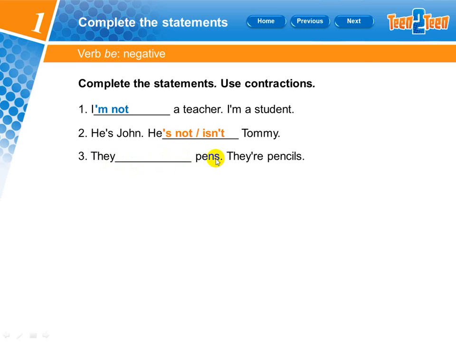We are coming to number three. They pens. They are pencils. What do we have here? Yes, you're right. We have they are not or they aren't pens. They are pencils. Number four, you Karen, you're Emma. So what do we have in this blank? Yes, of course. We have you're not or you aren't Karen.